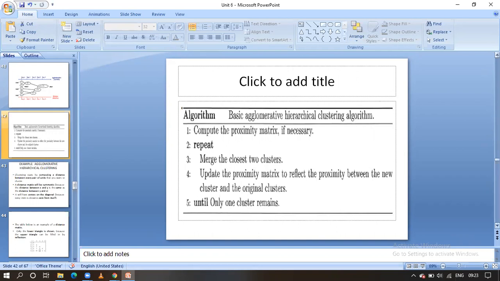Any doubt related to this algorithm, you can ask me now. Okay, guys, I'm proceeding.